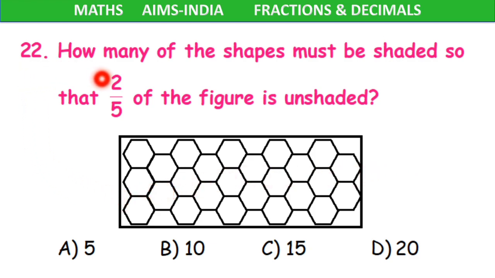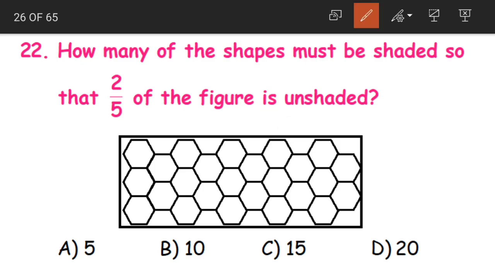Now the next question: how many of the shapes must be shaded? So 2 by 5 of the figure is unshaded. What should we do here? First let us count the number of shapes in this. 1, 2, 3, 4, 5, 6, 7, 8, 9, 10, 13, 15, 18, 20, 23 and 25. We are having 25 shapes.